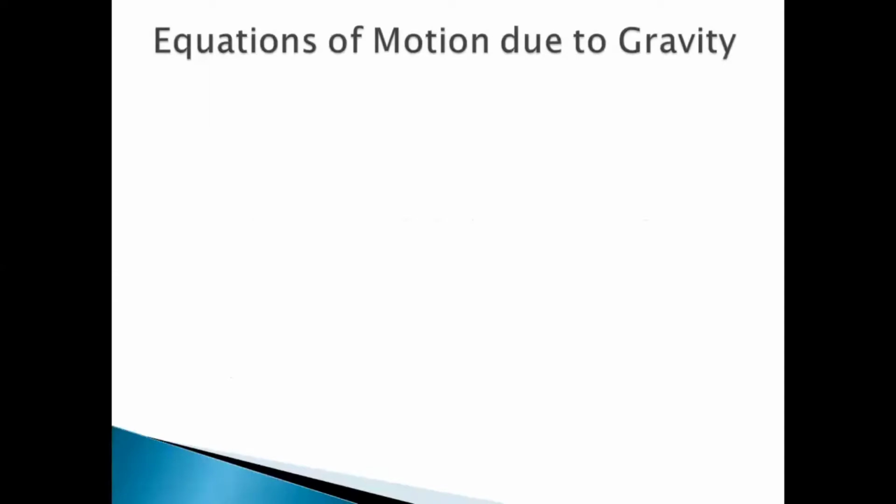Equations of motion due to gravity. Now we have seen three equations of motion, correct? Which are v is equal to u plus at. Second equation is s is equal to ut plus half at square. Third equation we derived making use of first two equations, which was v square minus u square is equal to 2as, correct?